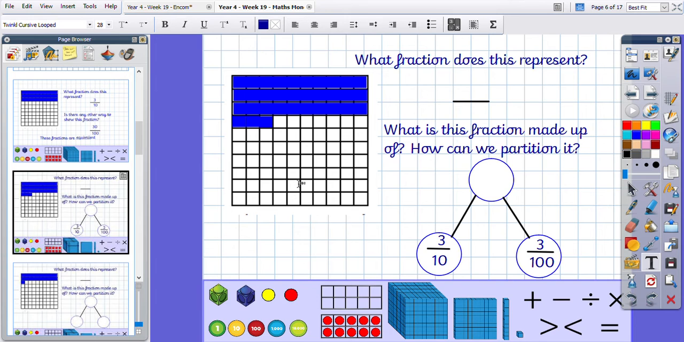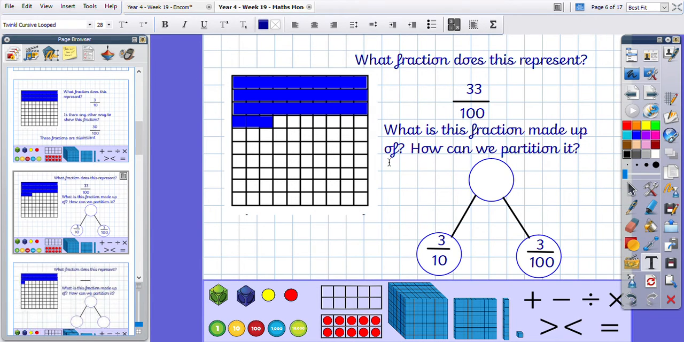Let's have a look at this one then. What fraction does this represent? Okay, so we know that again we have shaded 3/10 of our shape, but we also know that this is 30 hundredths. Now we have 3 more hundredths here, so let's work in hundredths this time because we haven't got a full row made up here. So we're going to say that we've got 33 hundredths shaded. The fraction represented is 33 hundredths, but let's check it.